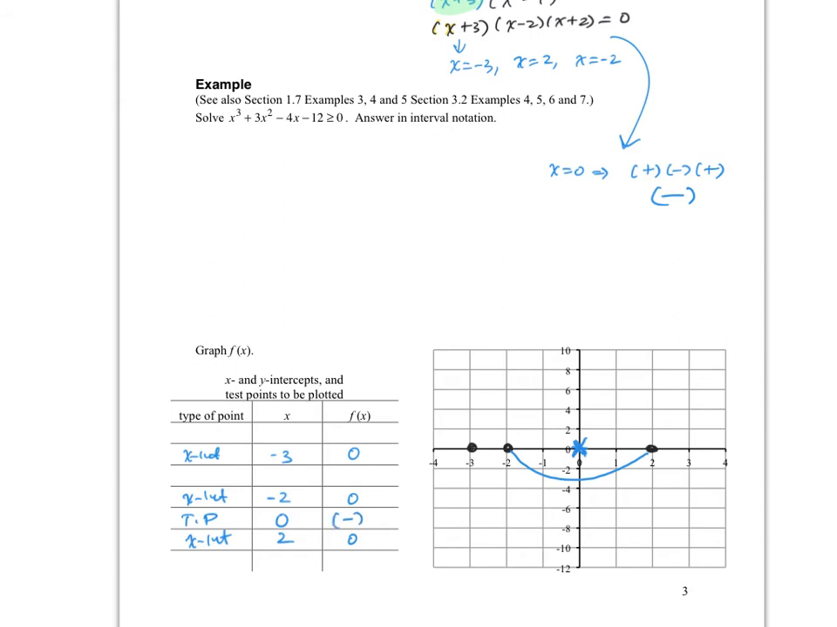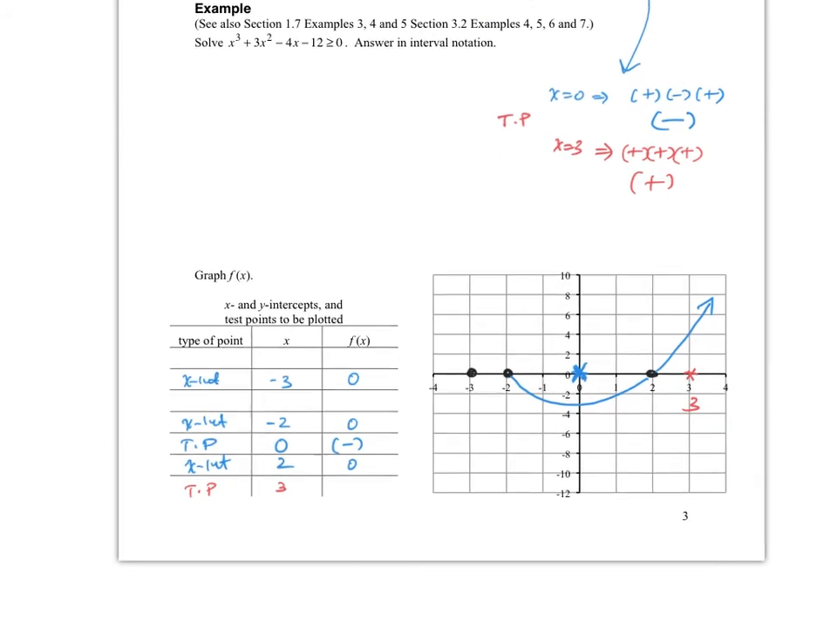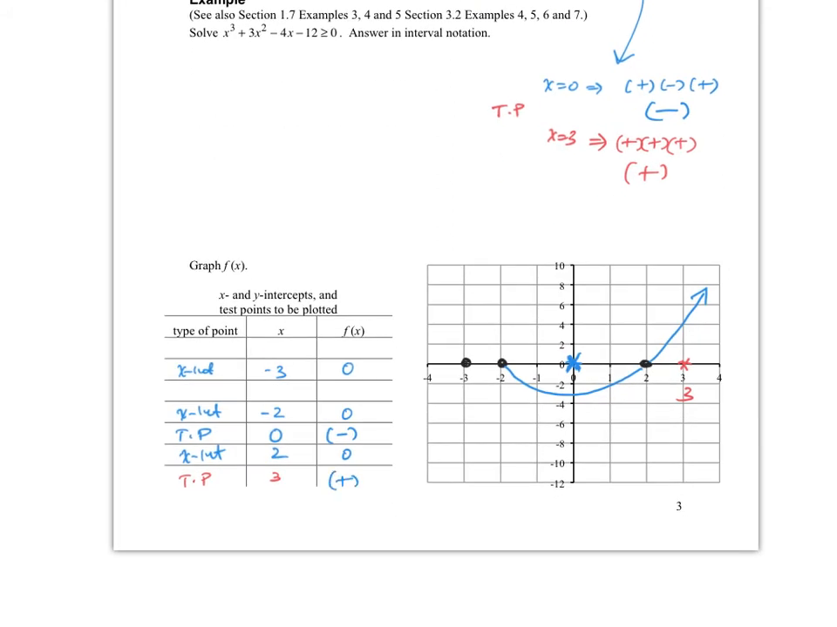Then pick another value. Let's say the number 3. So x is 3. So these are the test points. So let's say test point x equals to 3. Do the same thing. 3 plus 3 is 6, which is positive for the first one, positive for the next one, and positive for the last one. And again, you multiply 3 positives, you end up with a positive number. So that means this part is also going to be positive.